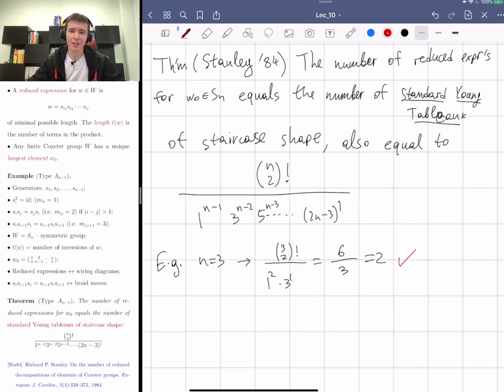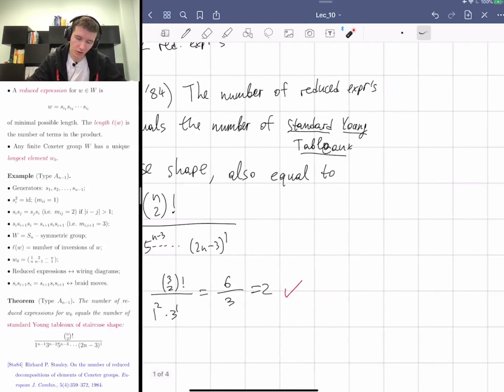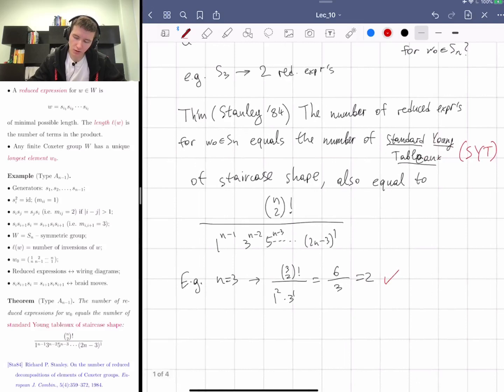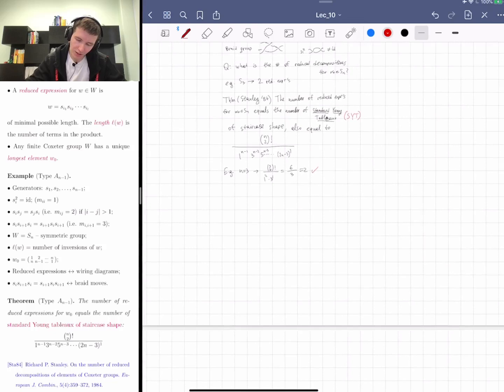And so, what are these standard Young tableau of staircase shape? Well, let me show you an example. Standard Young tableau are abbreviated as SYT. Let me even zoom out. So SYT of staircase shape. I'm just going to draw an example and it's going to be clear. So you draw a staircase shape.